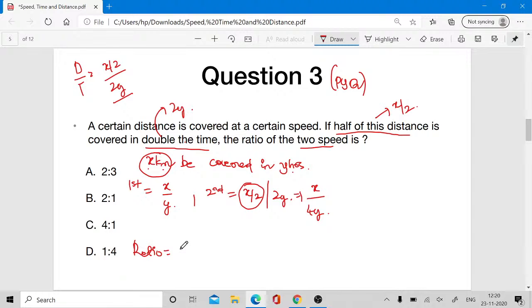So ratio अभी कैसे निकालूंगा मैं? I know this. This will be x by y is to x by 4y. You know 4 will be the LCM. So what will be the ratio I am getting here?